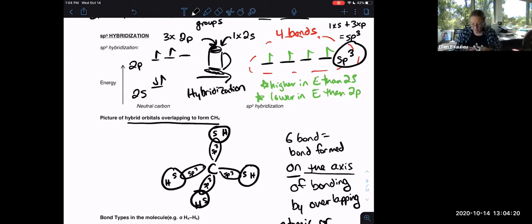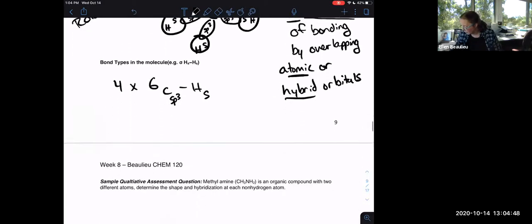I'm building ethane right now, so C2H6, and you can see in my model, I can freely rotate about that bond. The orbitals are overlapping on the axis of bonding, and that bond has free rotation. So if all I have are just sigma bonds, then I can freely rotate. Bonds that are only sigma bonds can freely rotate.